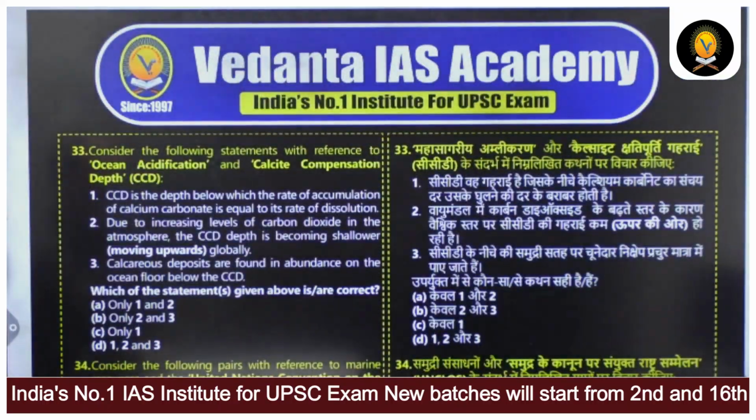Consider the following statements with reference to ocean acidification and the calcite compensation depth. CCD is the depth below which the rate of accumulation of calcium carbonate is equal to its rate of dissolution. Yes, it is correct. Due to the increasing level of carbon dioxide in the atmosphere, the CCD is becoming shallower globally. Yes, it is correct. Calcareous deposits are found in abundance on the ocean floor below the CCD. It is wrong. So 1 and 2 are correct.